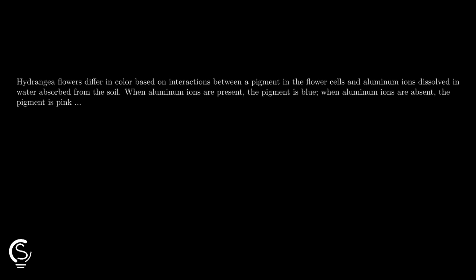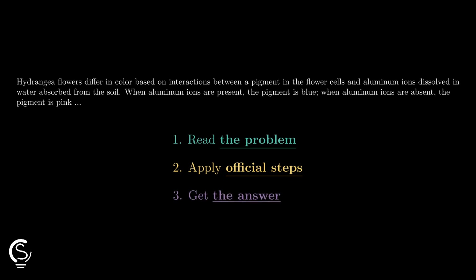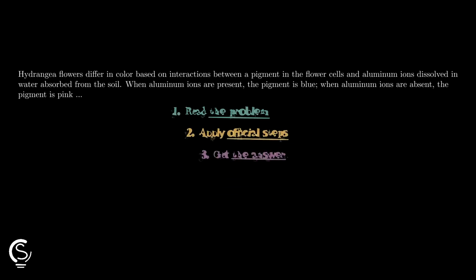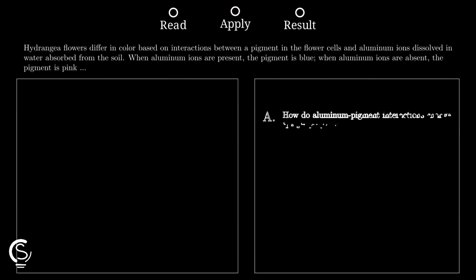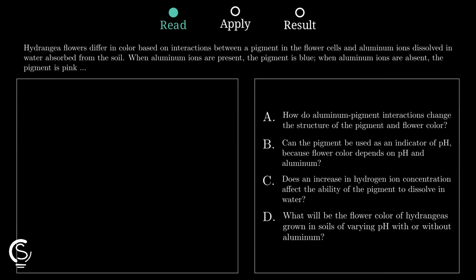Hydrangeas make this sneaky. Oh, watch. We need the question that helps design an experiment linking flower color, aluminum presence, and soil pH. First, identify what the prompt is really asking. Not the chemistry details, but the best experimental question connecting all three variables, flower color, aluminum availability, and soil pH together.